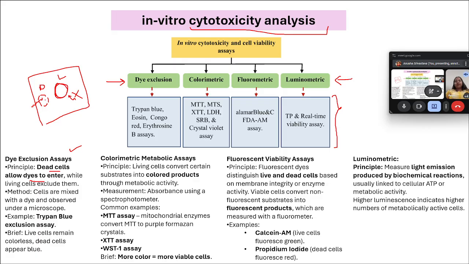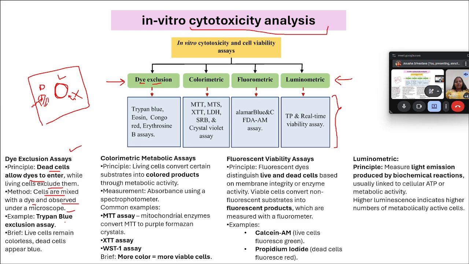Now, since the dye can penetrate here, these cells would appear colored under the microscope, but this one would not appear colored. So this is the basic principle. Dead cells allow dyes to enter while living cells exclude them. That is why it's called the dye exclusion method, or dye exclusion assays. In this method, cells are mixed with a dye and observed under a microscope.